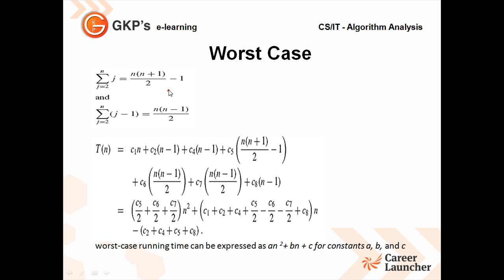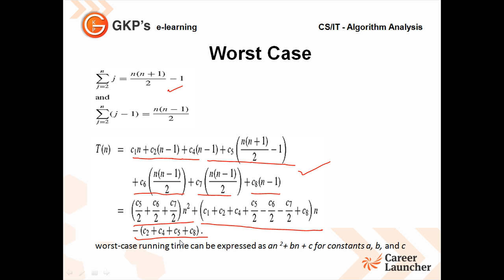Then when it goes to the while loop, it will run j equal to 2 to n. That means this inner loop will work, and the inner loop will work n plus 1 by 2 minus 1, and j equal to 2 to n, j minus 1 equal to n plus 1 by 2n. Then when we add these all, we get c1n plus c2n minus 1 plus c4n minus 1 plus c5n plus 1 by 2 minus 1 plus c6 this plus c7 plus c8. That means we will add these all constants. So we will get this n square plus this n plus the minus this.